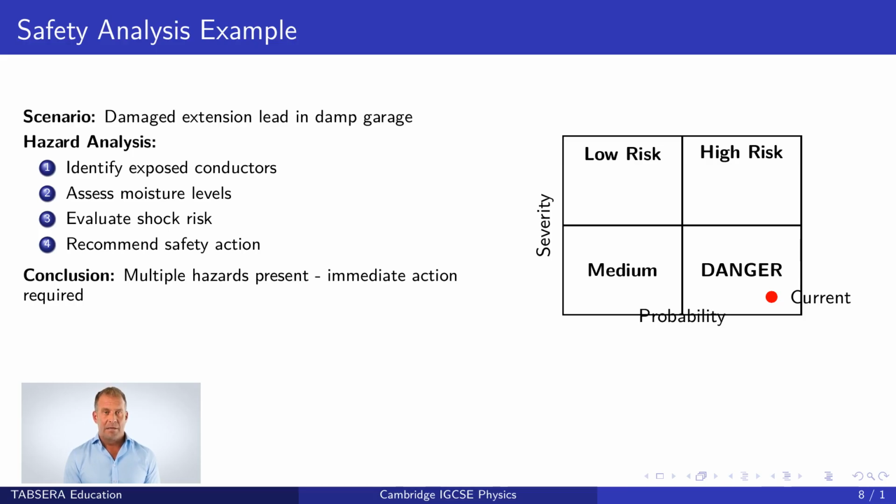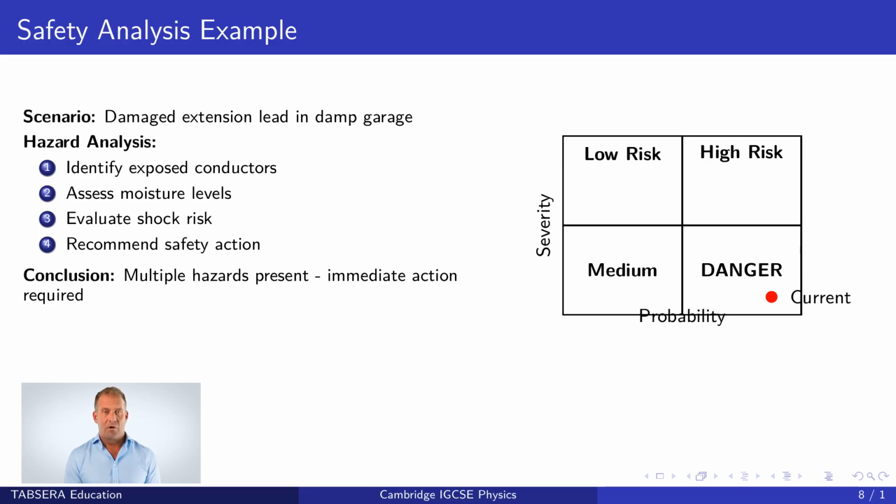Now we analyze. First, identify exposed conductors. Look for cracked insulation, bare wires, or damaged plugs. These create direct shock hazards. Second, assess moisture levels. Damp conditions increase conductivity and shock risk significantly.